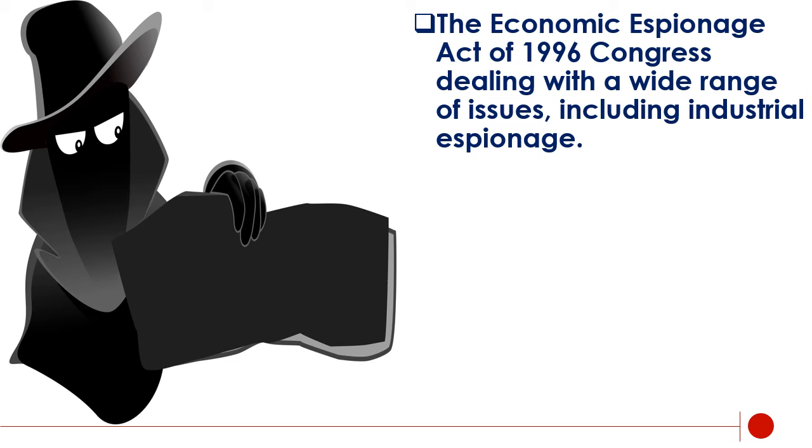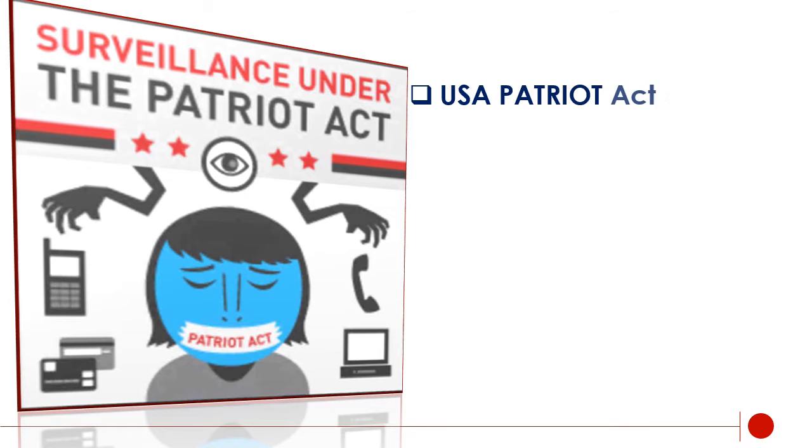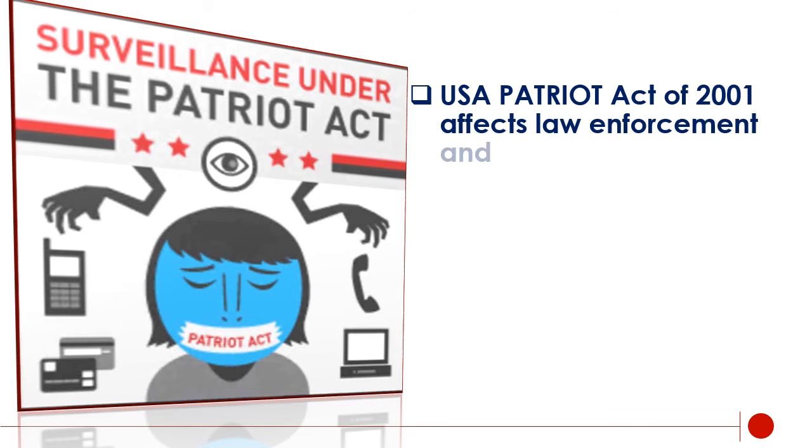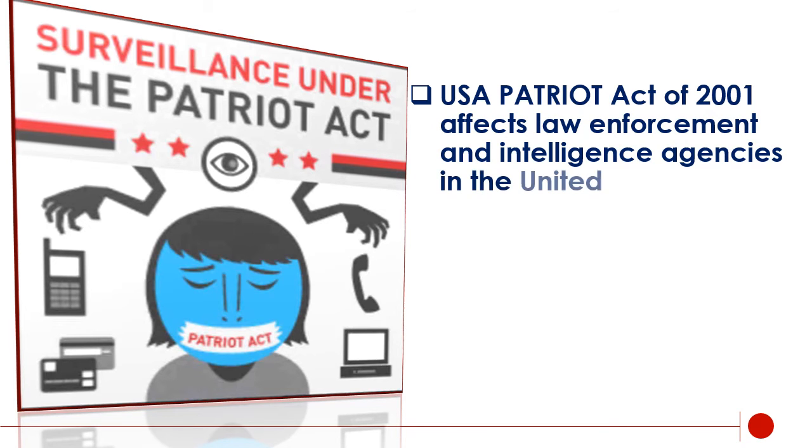Sentencing Commission must provide specific information in its reports regarding encryption or scrambling technology that is used illegally. USA Patriot Act of 2001. The USA Patriot Act affects law enforcement and intelligence agencies in the United States.